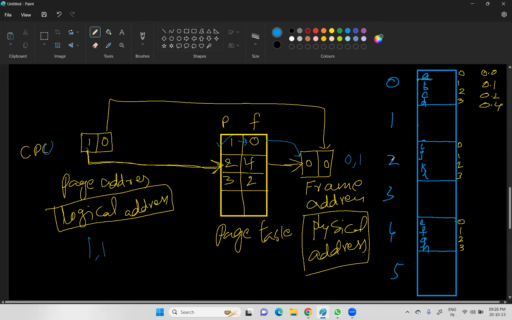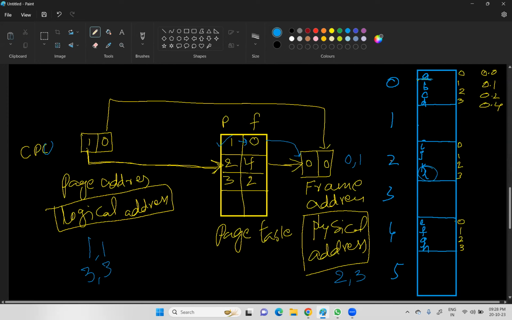And the CPU wants to execute, for example, 3 comma 4. Sorry, 4 is not available, it is 3 comma 3 only. So the third page, third instruction will be executed by the CPU. Then it looks here. The third page is available at frame number 2, and the displacement is directly forwarded, that is 3. So 2 comma 3 means instruction L is being executed.